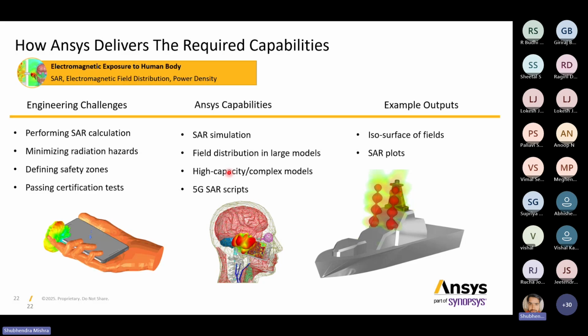We can also plot the field distribution on large models, like a ship or other bigger models. For that also we can analyze, and we can directly plot the surface field plot, and analyze whether our problem is resolved.